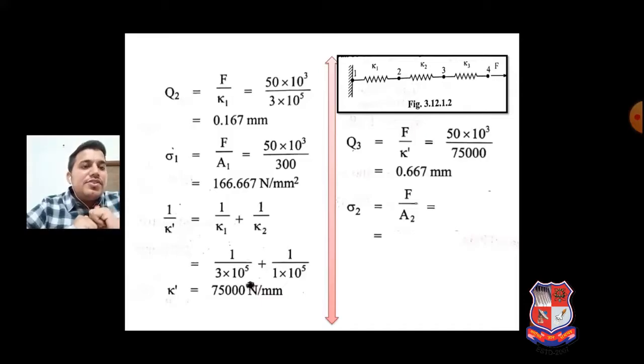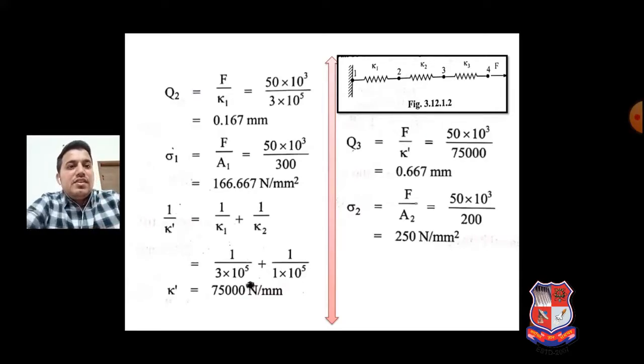Now we substitute the same Q2 value for stress at node number 2, but it will be at node number 3, because here for element number 1 it is sigma 1, here it is sigma 2, and we will find sigma 3 parallelly also. So here we can find the value of stress as F by A2 is equal to 5 into 10 raised to 3 divided by 200 is equal to 250 Newton per mm square.